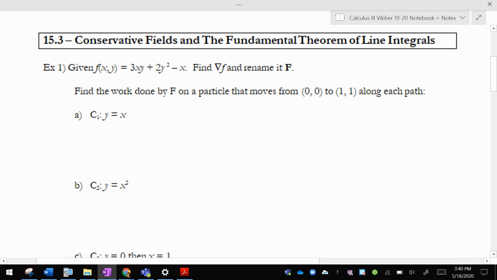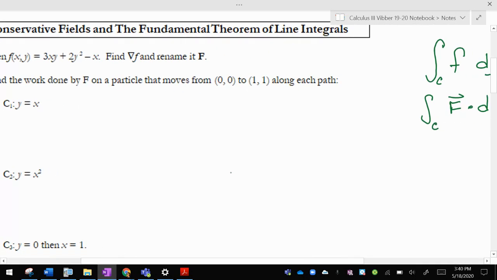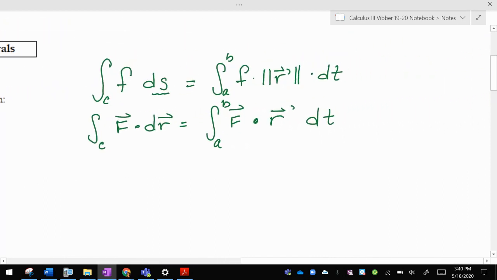Okay, so what we're going to do now is talk about conservative fields and the fundamental theorem of line integrals, but we need to do a little bit of review before we get there. The first thing I want to talk about is the different ways that we've created or discovered so far to evaluate a line integral.